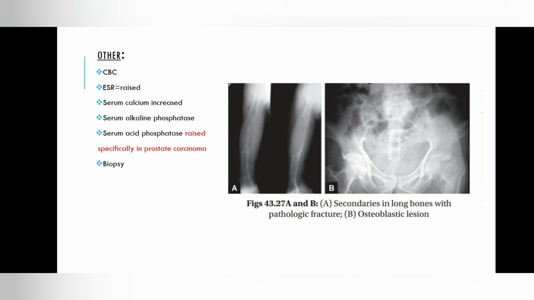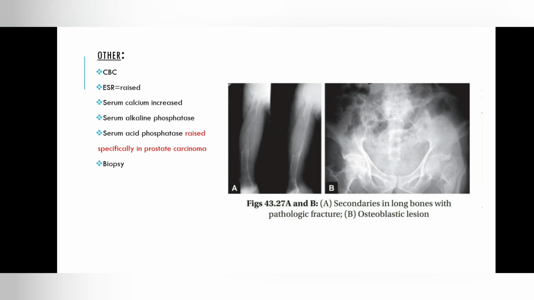The other investigations which we could do is CBC, which will show anemia. The ESR will be raised. Serum calcium, serum alkaline phosphatase, and serum acid phosphatase will also be raised. This serum acid phosphatase is typically raised in prostate cancer, and ultimately biopsy can also be done.